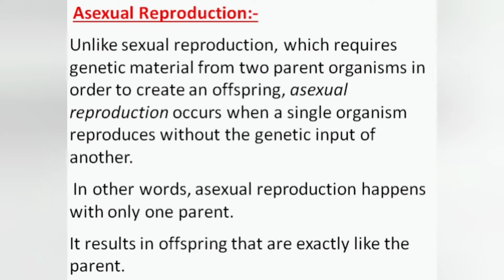Unlike sexual reproduction, which requires genetic material from two parent organisms in order to create an offspring, asexual reproduction occurs when a single organism reproduces without the genetic input of another. In other words, asexual reproduction happens with only one parent. It results in offspring that are exactly like the parent.